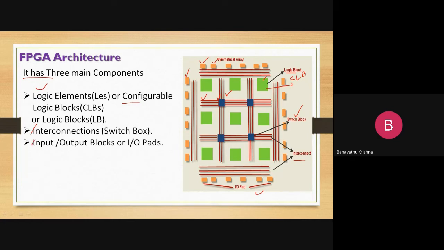And the third one is input and output blocks or IO pads. These IO pads are input and output pins used for interfacing: giving the input signal, and taking the output signal from the particular FPGA kit. Okay, so this is the basic structure of FPGA. It is very important for semester end examinations also. FPGA architecture is one of the important topics, right?